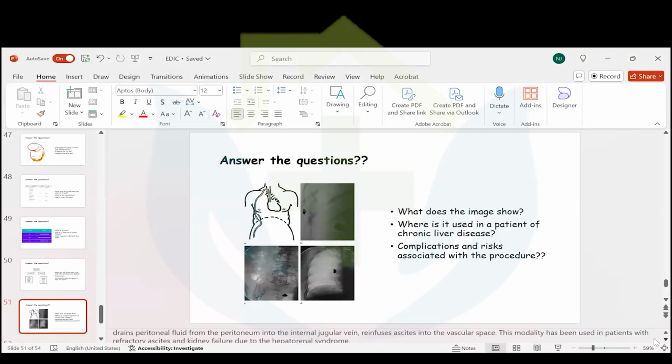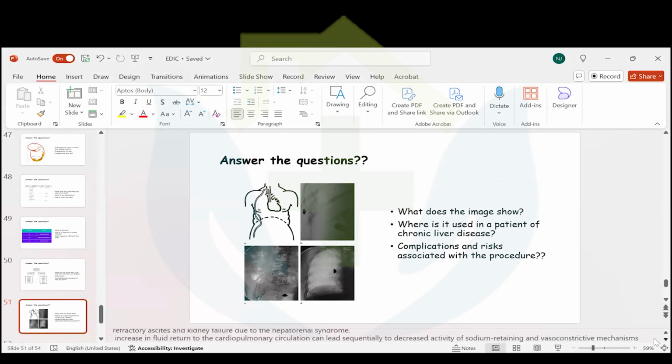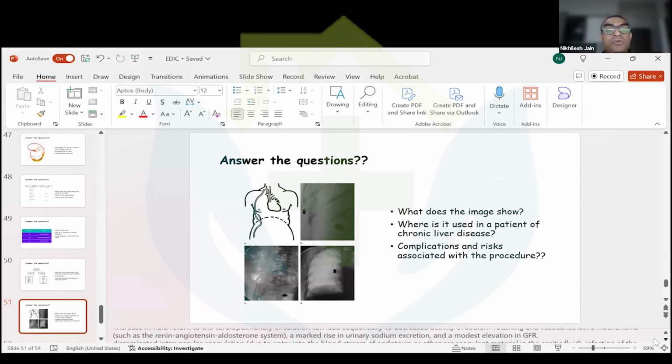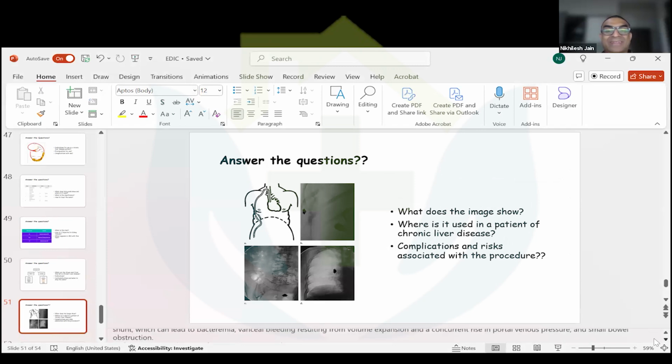And where would you use it? What is the name? Peritovenous? No, but where would you use it? Intractable bleeding or intractable ascites. Okay, intractable ascites would be your first answer, wherein you should use it.